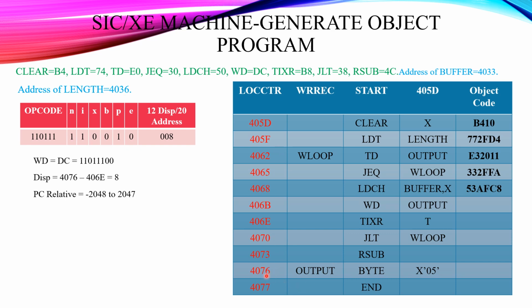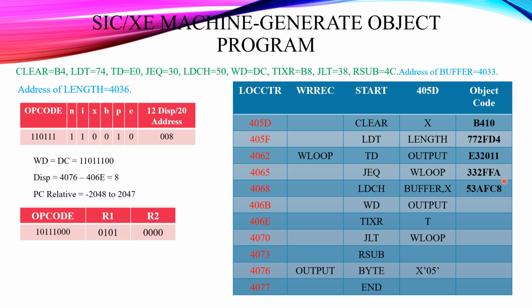In the location counter it will be 4076 minus the next value, 406C. So we'll get 8. We need to write the displacement here in 12 bits: displacement 008. It ranges from -2048 to 2047. So the B value will be base, which will be 0, and the program counter will be 1. While grouping the 3 bits, we'll get DF2008. So the object code for the output is DF2008.